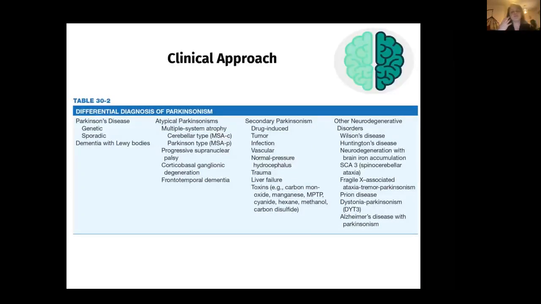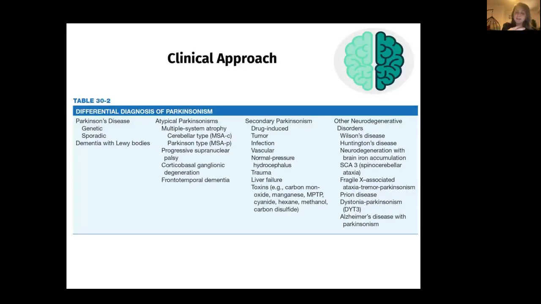Now, obviously, part of our clinical approach is developing differential diagnoses depending on the history and the physical examination findings. You should have in mind all of these when you're assessing someone for Parkinson's, and try to rule it out so you can narrow down the differential. So importantly, Parkinson's disease could be genetic, could be sporadic.